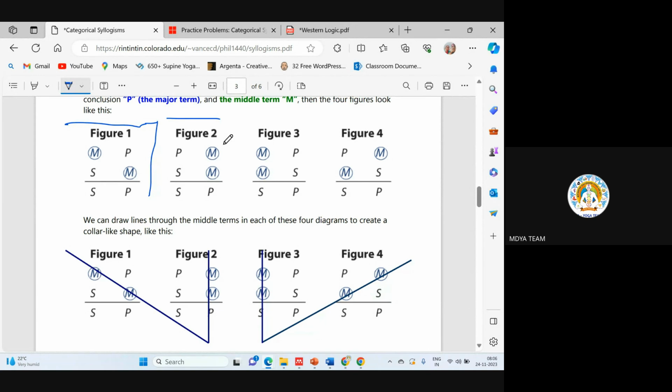Right now we are giving importance to the minor term and major term, and we are only discussing the mood of a categorical syllogism on the basis of the minor term and major term, because we first write the major premise, then the minor premise, then the conclusion. Now, if you want to decide the figure of a syllogism, you have to find the middle term. As I told you, the middle term will be present in both the premises.